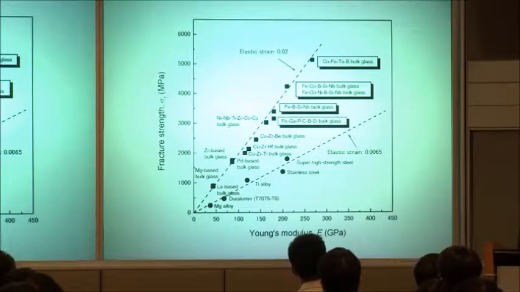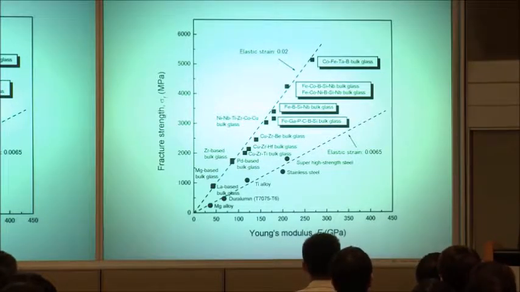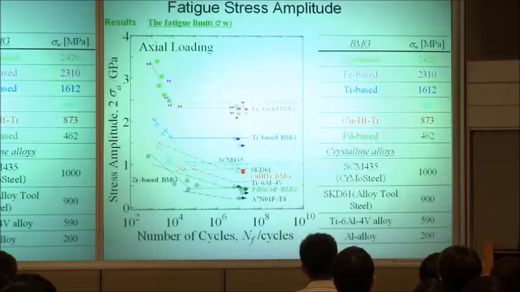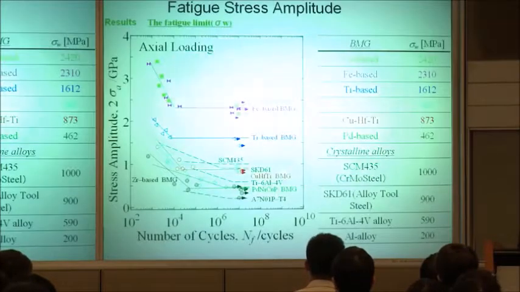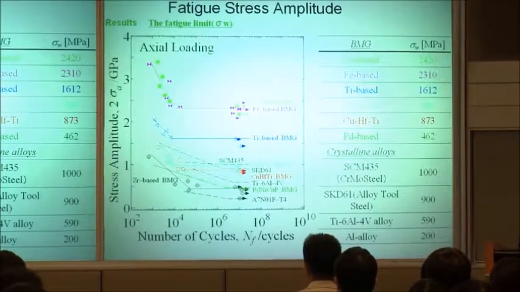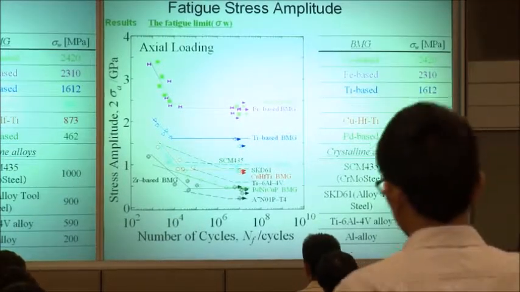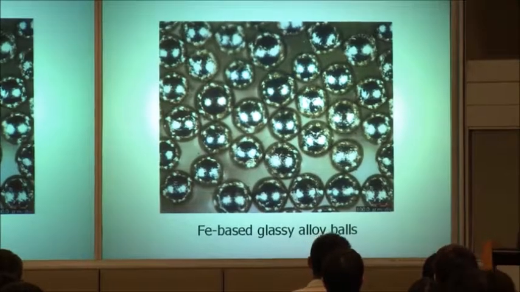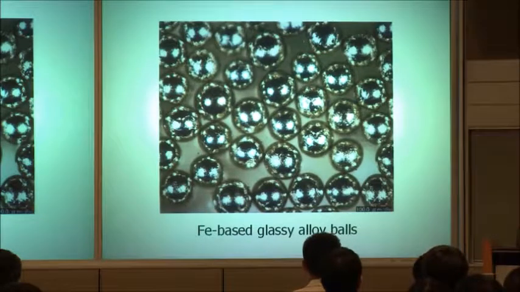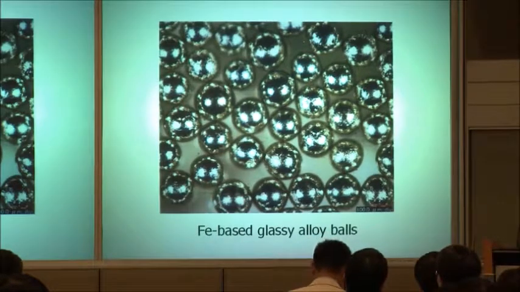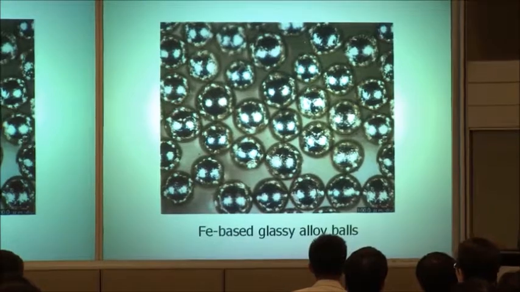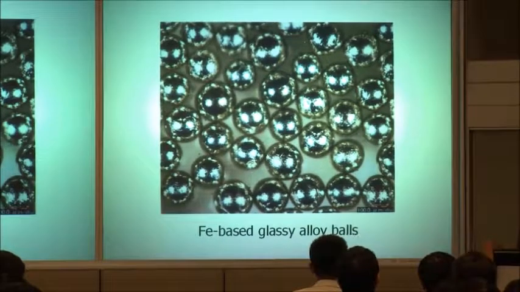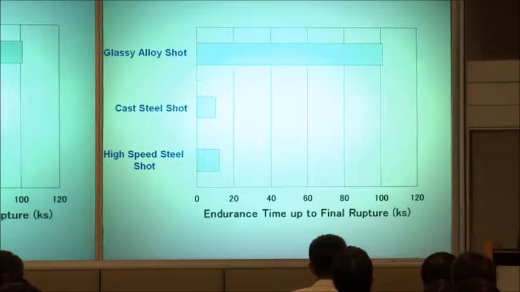And the final part is that iron-based alloy shows a very high fracture strength, large Young's modulus, high hardness, and also high fatigue strength, over 2,000 megapascals after 10 million cycles. And we also developed mass production techniques of iron-based Glassy alloy balls. So that is commercialized by Shinto Industry Corporation as AMOBs.